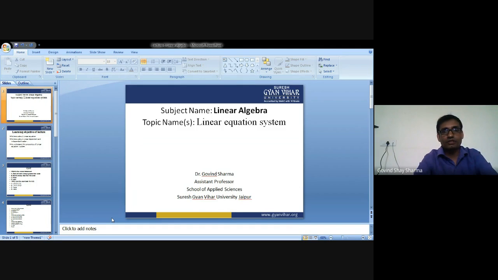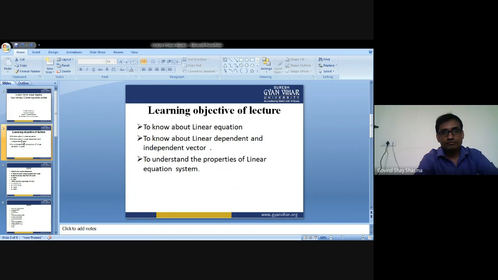Now we are continuing with the linear algebra series, the linear equation system. Yesterday we discussed the matrix form of linear transformation. So today we will continue with this topic and do numerical problems on the basis of this topic. The objective is to know about the linear equation, linear property. So we move to our lecture.